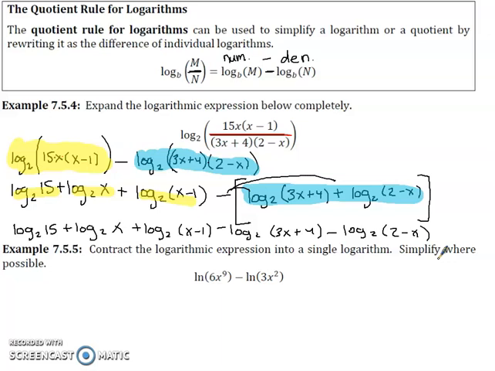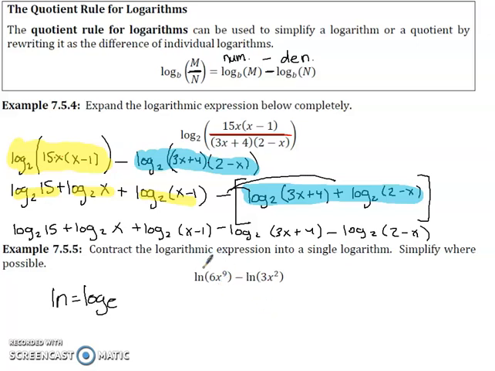Example 755 says contract the logarithmic expression, or in other words, we are going to condense it, and then we'll simplify where possible. So ln is just a special case. ln is the specific case where I have log base e. So really this is log base e of 6 times x to the power of 9. So all of our same rules still apply.